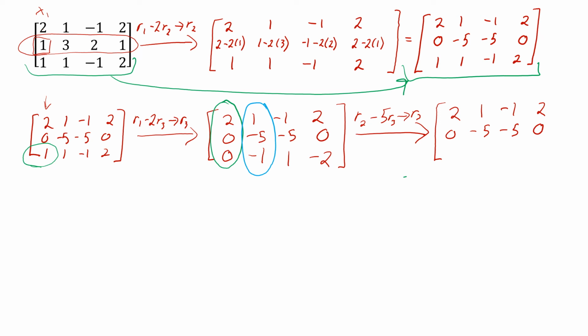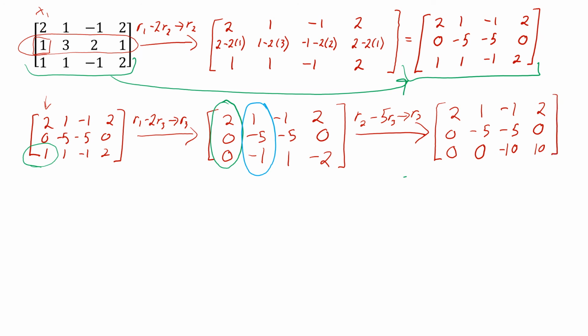Now, row 2 minus 5 times row 3. Gives me a 0. Row 2 has a minus in the second column. I have a minus 5. Minus 5 times minus 1 is a plus 5. That gives me a 0. It's going to give me a minus 10 for the next number. And it's going to give me a 10 for my third number.